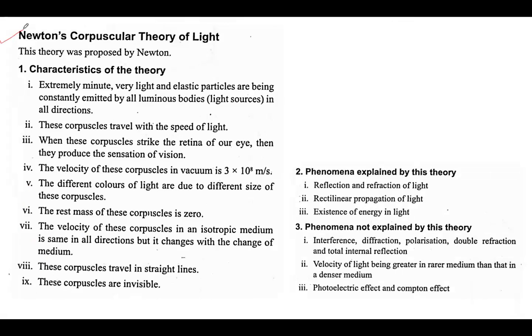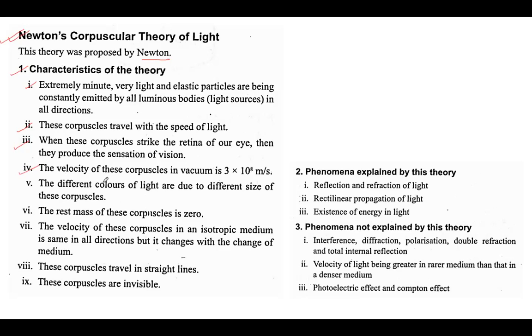पहला Newton's corpuscular theory of light है. This theory was proposed by Newton. Characteristic of the theory क्या क्या है भाई? Extremely minute, very light and elastic particles are being constantly emitted by all luminous bodies in all directions. तो कोई भी luminous object है जो light source है, it will emit these elastic, very light particles in all the directions. These corpuscles travel with the speed of light, that is 3 into 10 to the power 8 meter per second. When these corpuscles strike the retina of our eye, then they produce the sensation of vision.